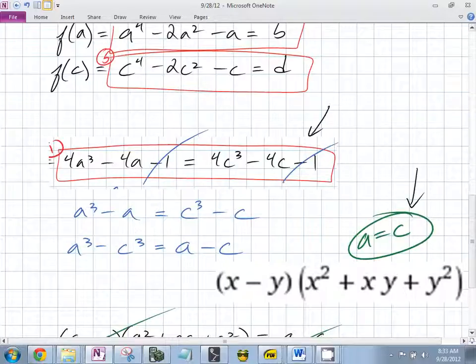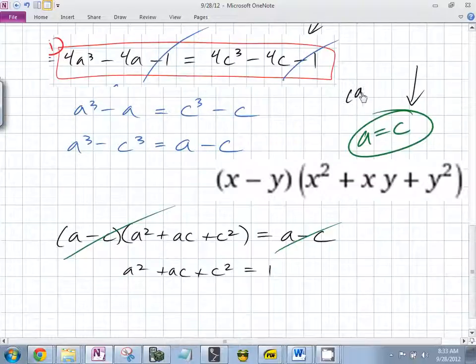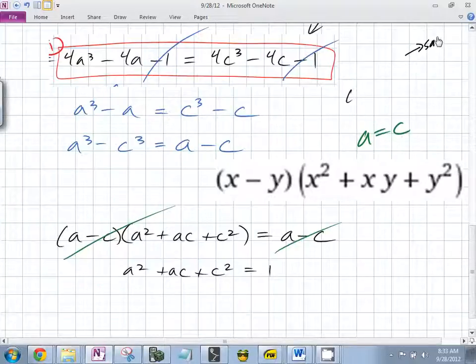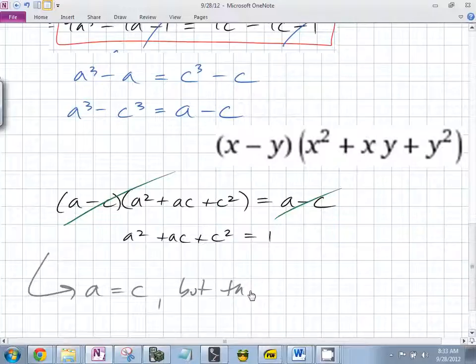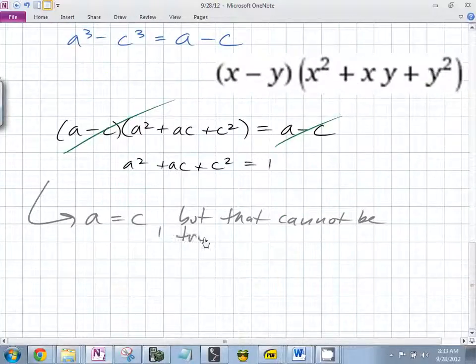Yeah. That's a great observation. It can't be true because it would be the same coordinate. Thank you. Let's write that down. That's important enough. So one solution is A equals C, but that cannot be true since A and C are both what kinds of values? Good observation.